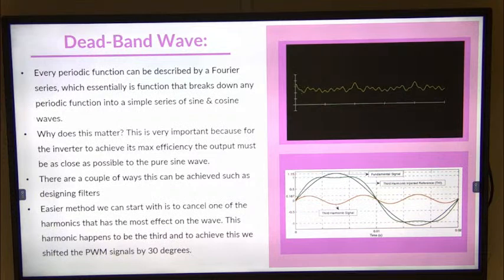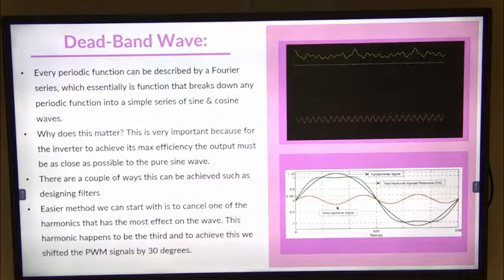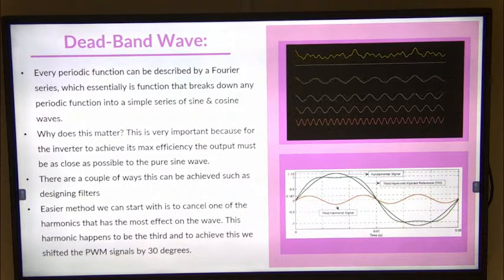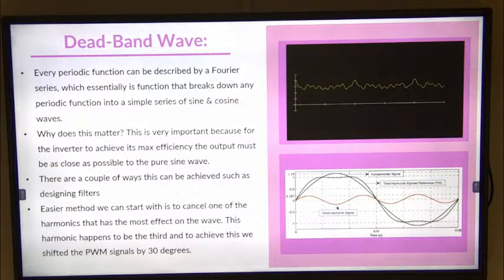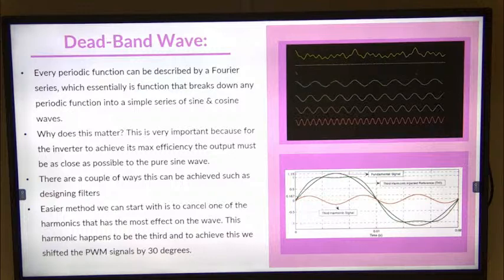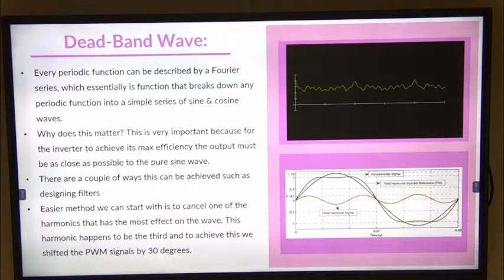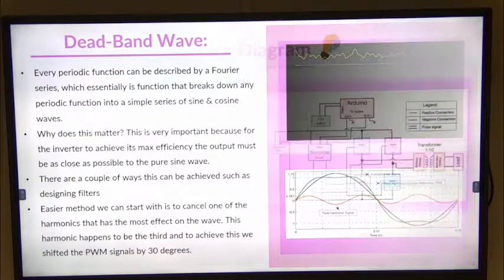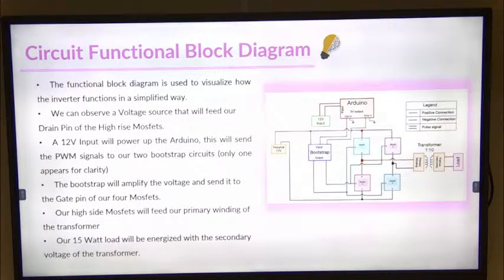Therefore, there are a couple ways to get this. The first one is using filters, and the one we opted for was to simply shift the PWM signal by 30 degrees. So here's the general function diagram of our configuration, where we have the 4 MOSFETs with their alternate configuration for the switching, and we have the Arduino.